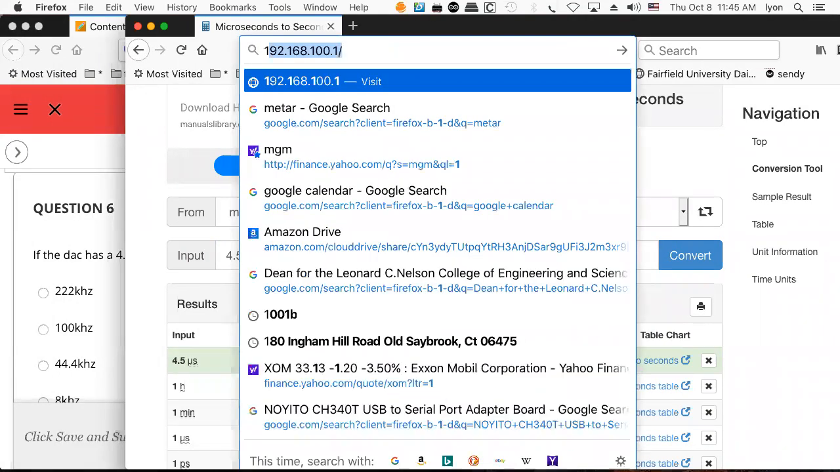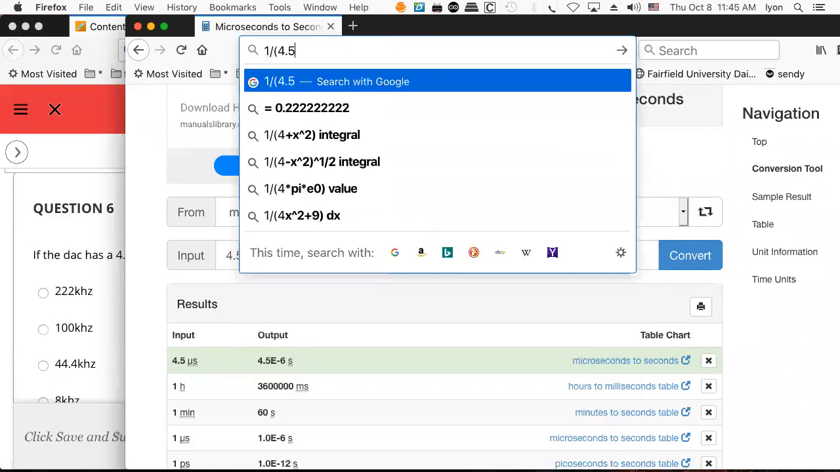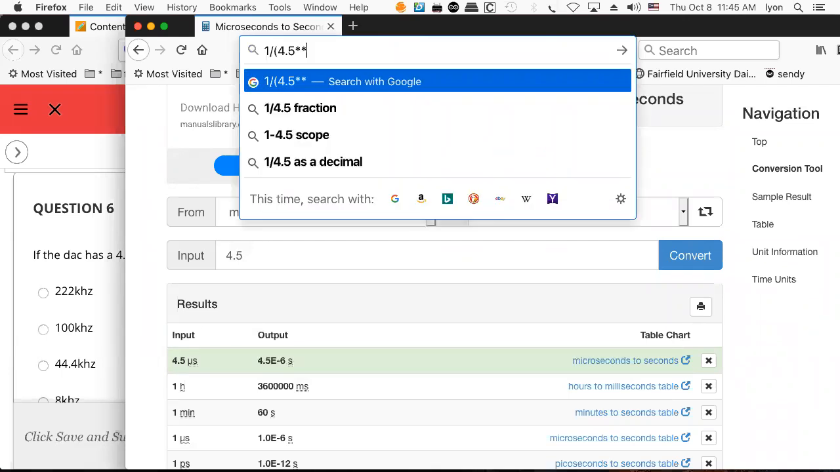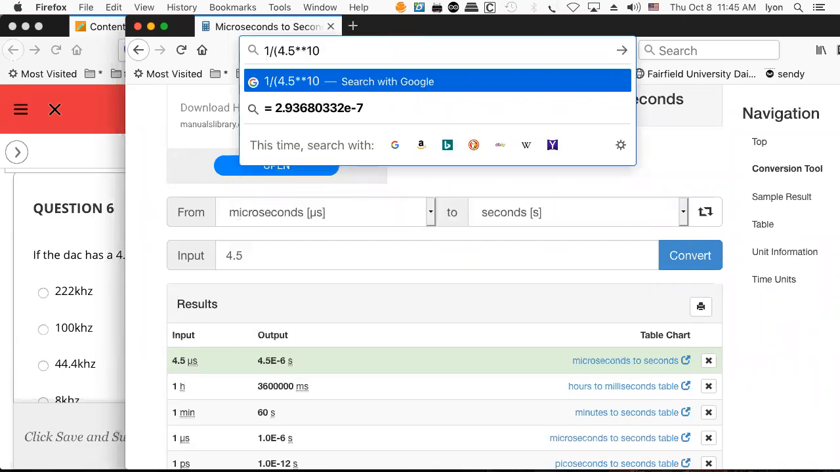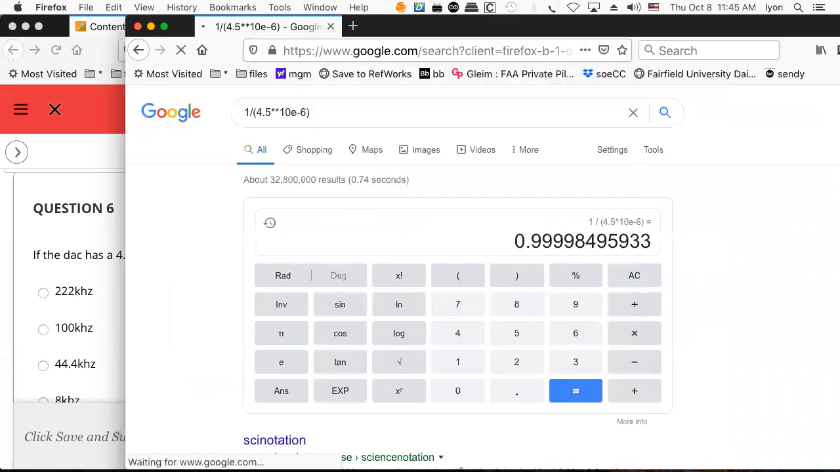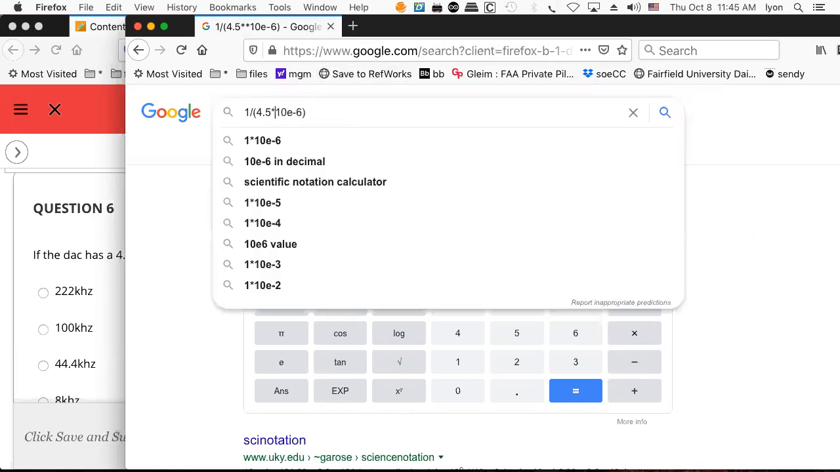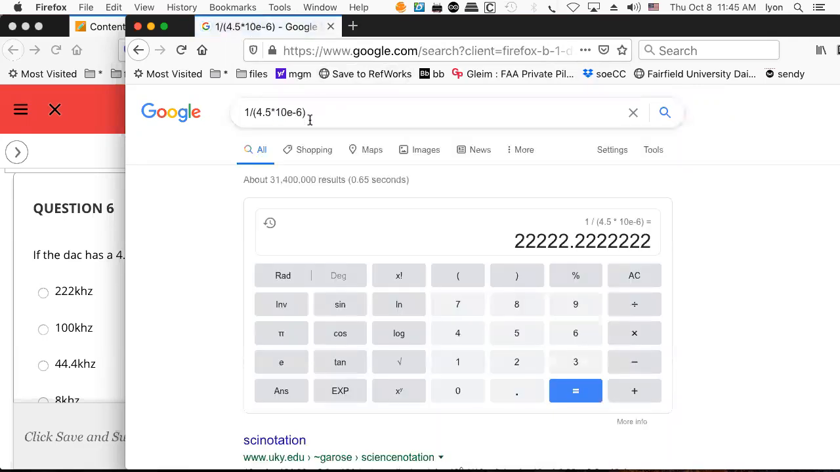So what I want is 1 divided by 4.5 times 10 to the minus 6. Can this do that? You multiplied it by that twice. Yeah, it considered it as a power. There you go. So what does that say? 22 kilohertz? That doesn't look right to me. I don't know. It doesn't look right.